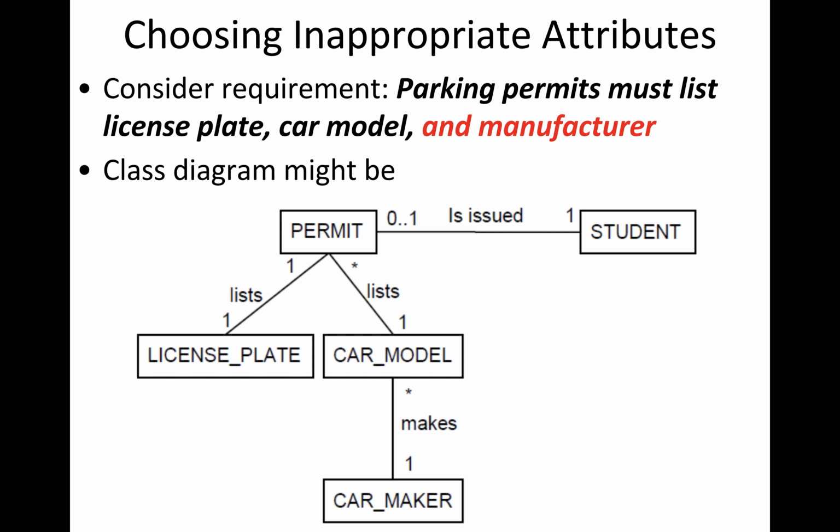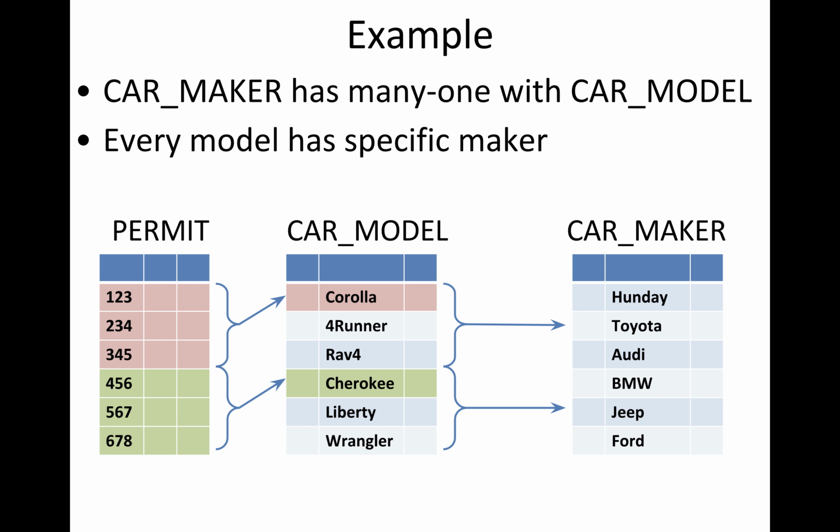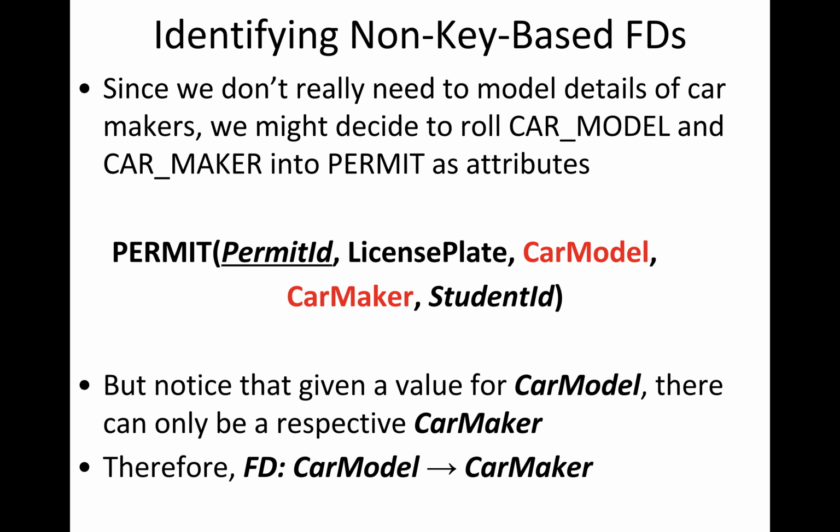As individual fields. Yes, that seems like something that might make sense, right? We might decide to roll the whole thing into fields as opposed to separate classes, like car model and car maker all rolled up into the permit. But when you take a look at this logically, you identify that there's a dependency between these two fields. You've introduced a dependency that was not there before. That if you know the car model, you definitely know what the car maker is.